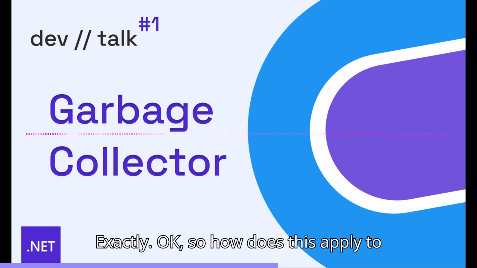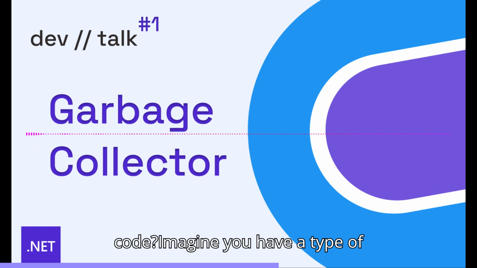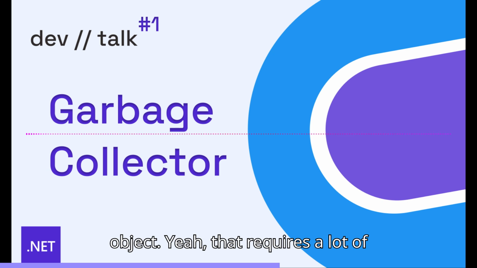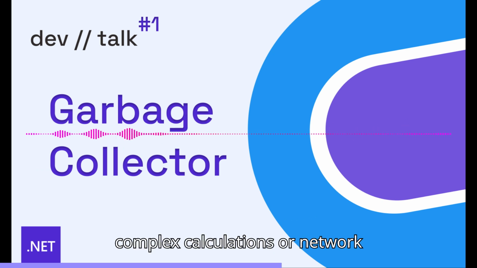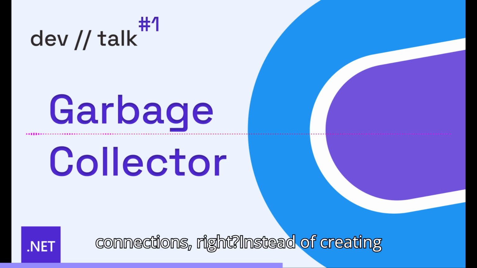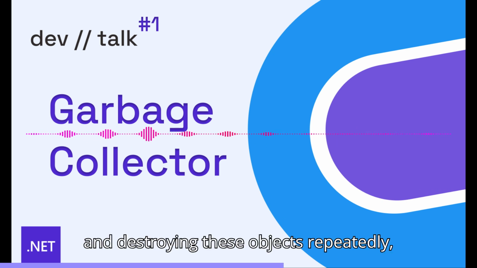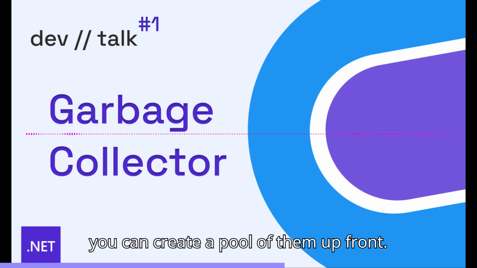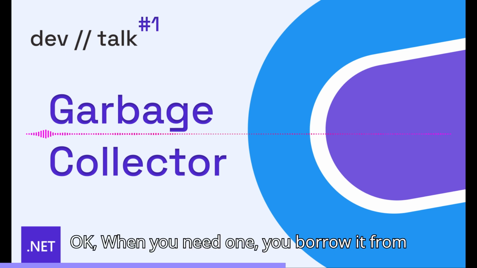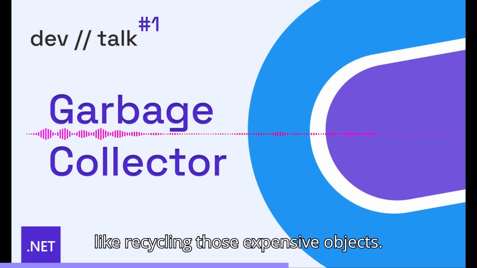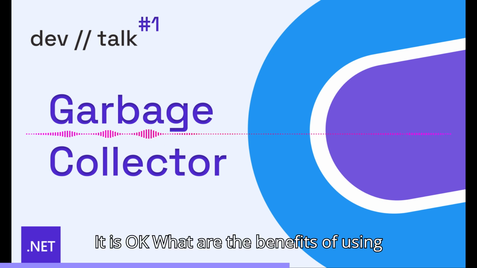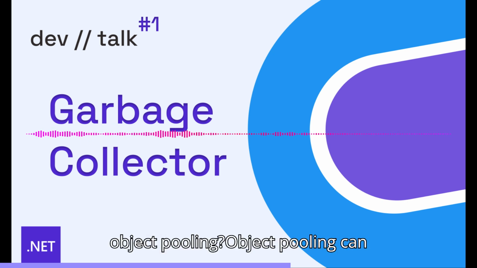Exactly. So how does this apply to code? Imagine you have a type of object that requires a lot of resources to create. Maybe it involves complex calculations or network connections. Instead of creating and destroying these objects repeatedly, you can create a pool of them up front. When you need one, you borrow it from the pool, use it, and then return it to the pool when you're finished. So it's like recycling those expensive objects. It is.